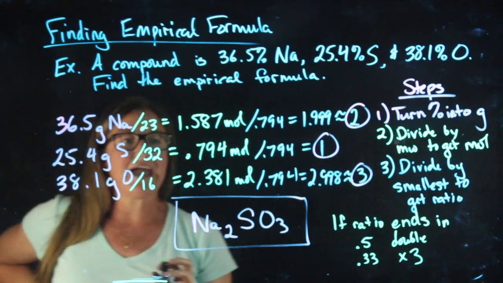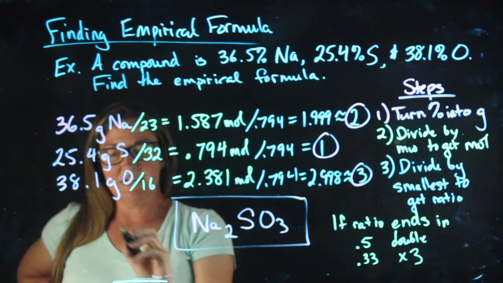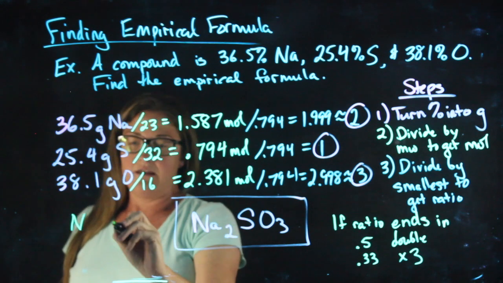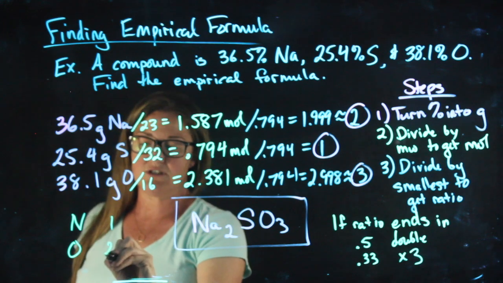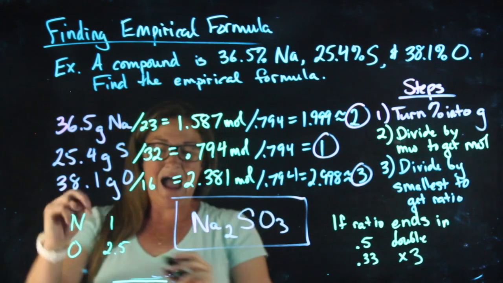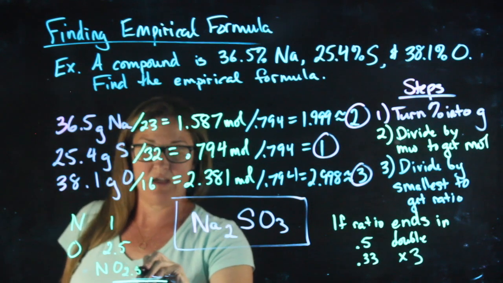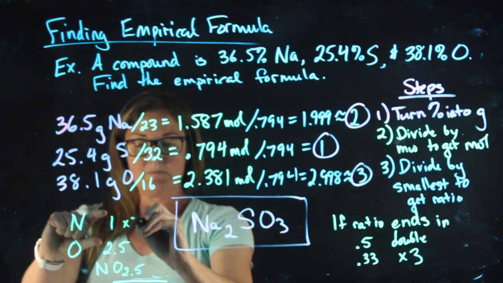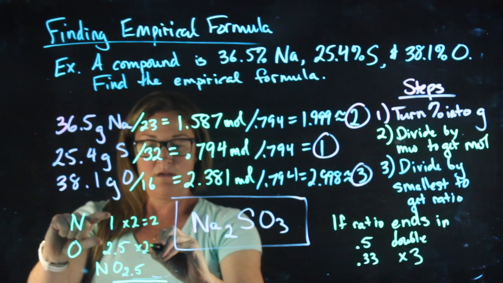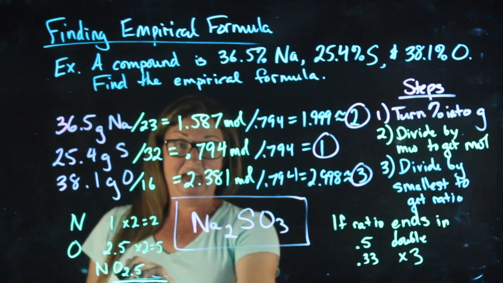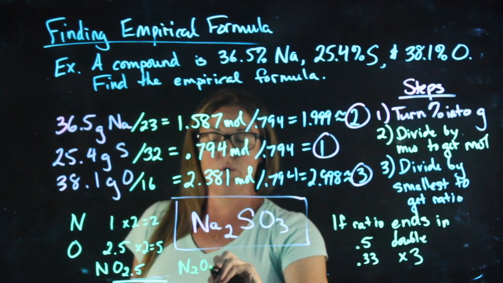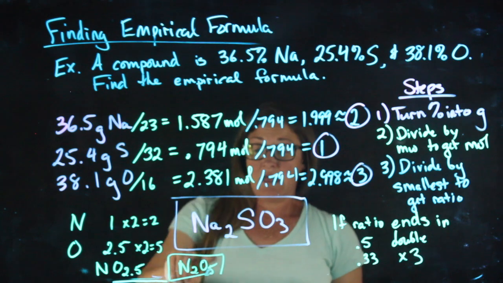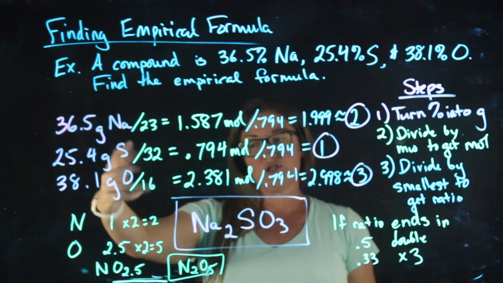In other words, suppose I did the whole problem and I got that N was a 1 and O was a 2.5. I wouldn't be able to write this as a formula because that's not a thing. We need to use whole numbers. But my ratio, if it ends in 0.5, I double everything. And so instead of having N1O2.5, I have N2O5, which gives me two whole numbers. And a ratio of 5 to 2 is indeed the same as a ratio of 2.5 to 1.